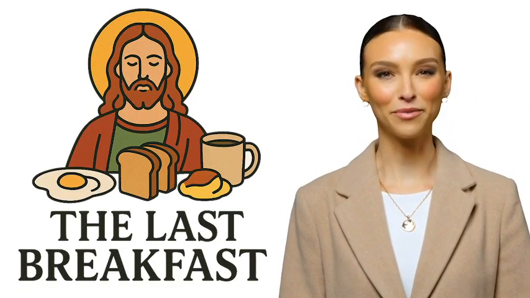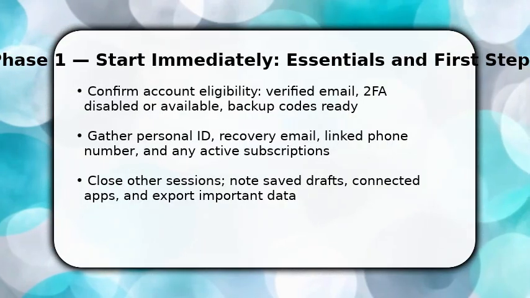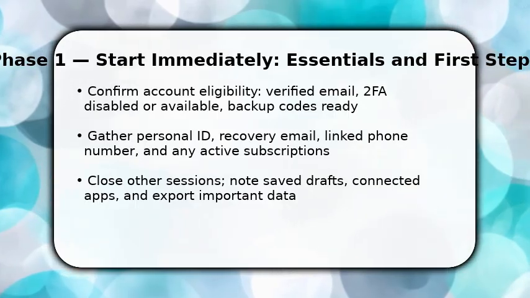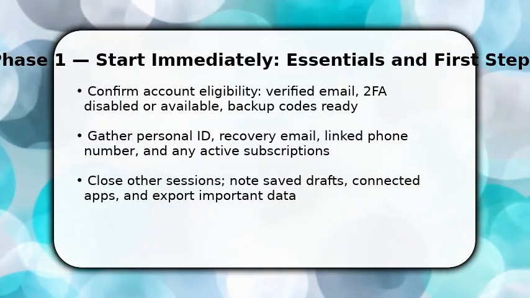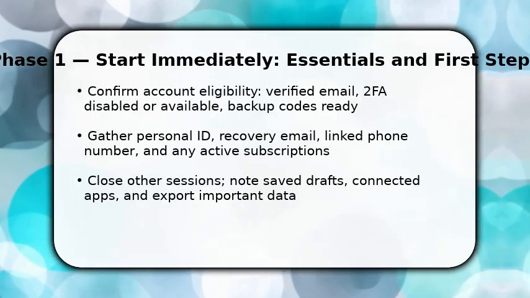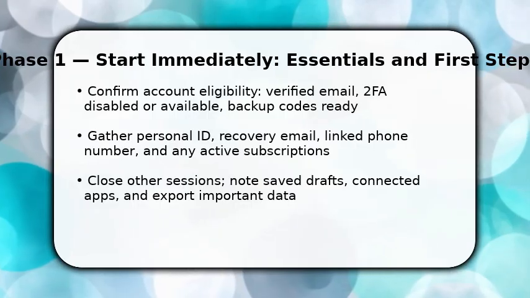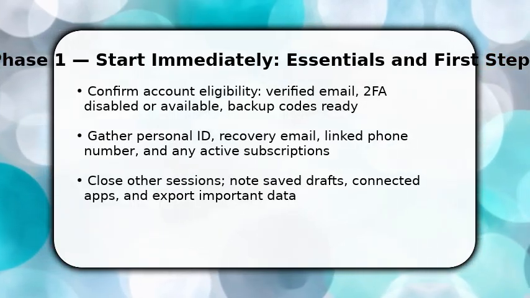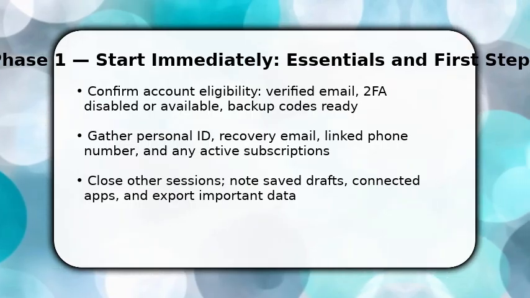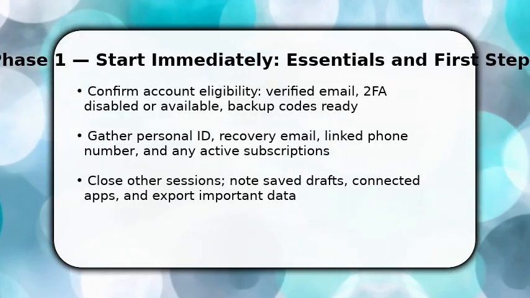Please enjoy the video. You start by confirming eligibility and collecting what you need. This saves time and prevents lockouts. Check your email, phone, and any linked services and make sure you can receive codes. Export critical data now: contacts, saved drafts, and subscription details, because once you switch settings, they may not sync.